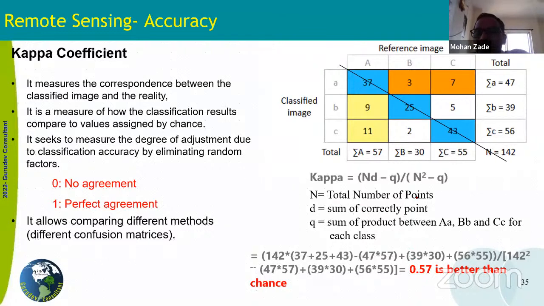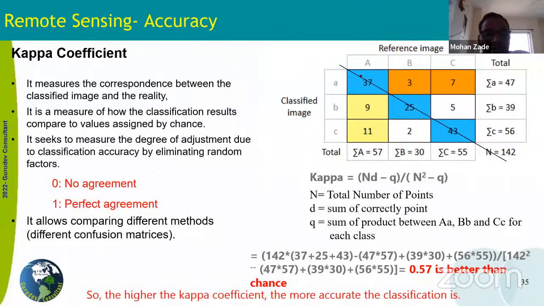However, it uses the number of points falling into those particular classes also. So the higher the kappa coefficient, the more accurate the classification is. So better than 0.6 is always better, for the kappa coefficient or the confusion matrix, both.